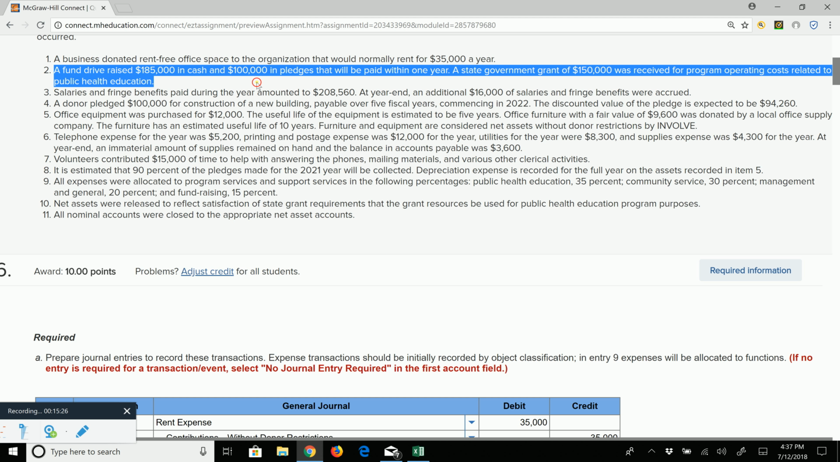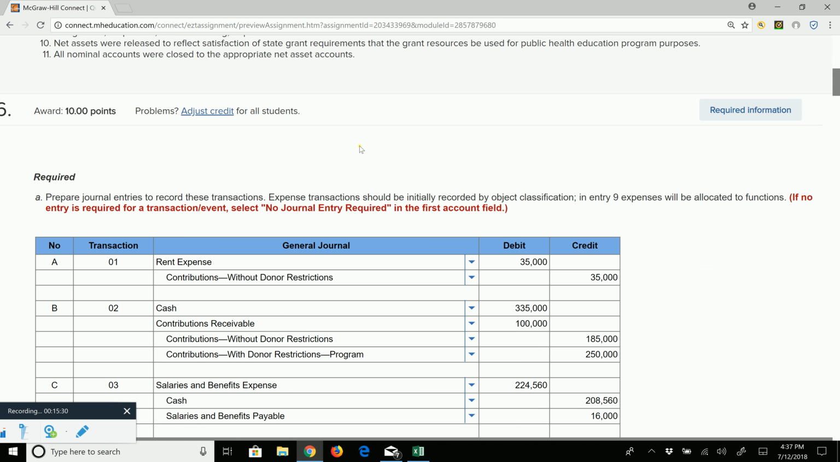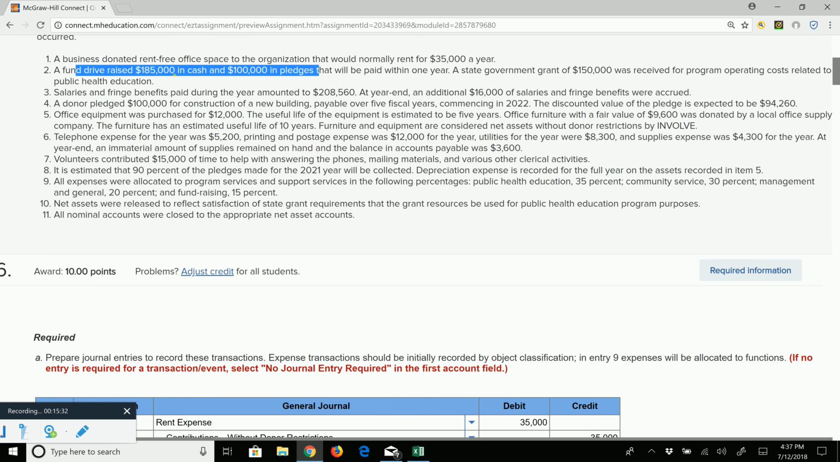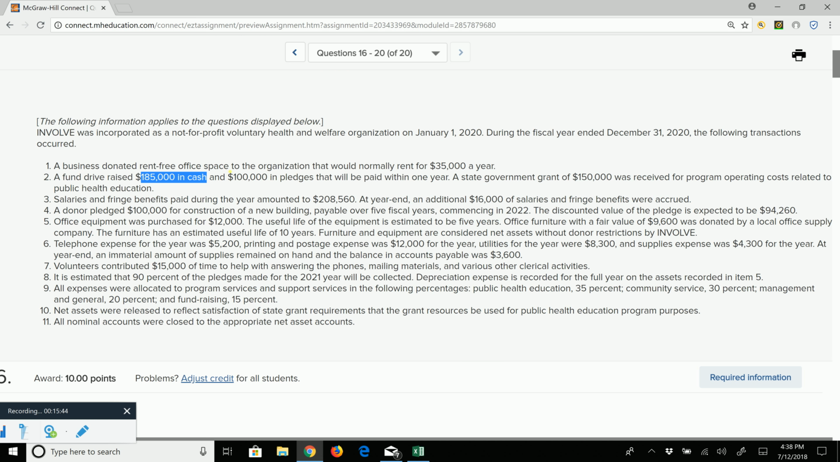the only thing that came without donor restrictions is basically the $185,000 in cash. That $185,000 in cash came without restrictions. I didn't read anything otherwise, so we're going to credit contributions without donor restrictions for $185,000. The other $250,000 came with donor restrictions. Well, that's the $100,000 in pledges and $150,000 in the state grant.